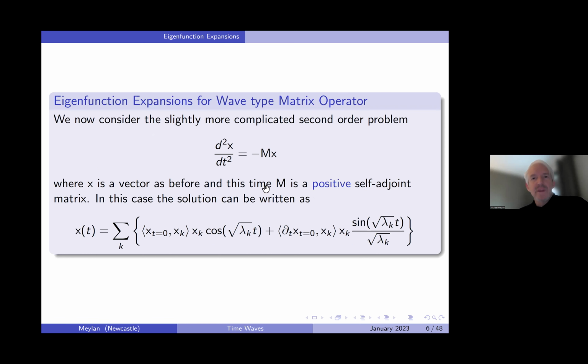Here's the case where you get a second derivative equals minus M. This is something you wouldn't normally see. This case is more like our wave equation. In fact, this is the wave equation, because the M here, this matrix, we can just replace with minus the Laplacian, and minus the Laplacian is a positive self-adjoint operator. And we can write down the solution in this form here.